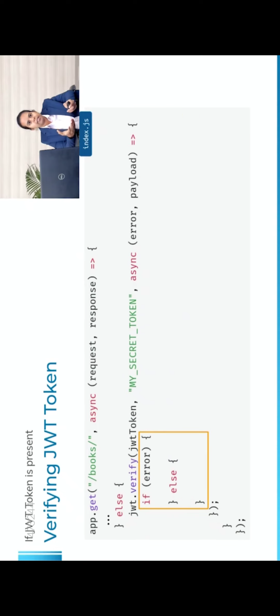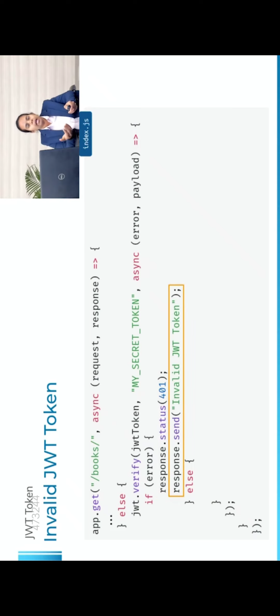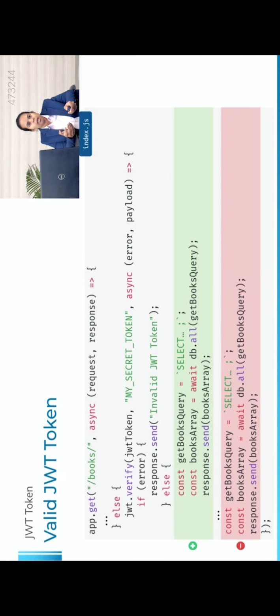Okay, so if there is an error, obviously we'll show it as unauthorized because the token is invalid. Since it's invalid, only then the error will be raised. So that's the reason we are sending the response.status as 401 and the message as invalid JWT token. Whereas, if we get a payload, so if there's no error, then it means that the JWT token is matching, right?